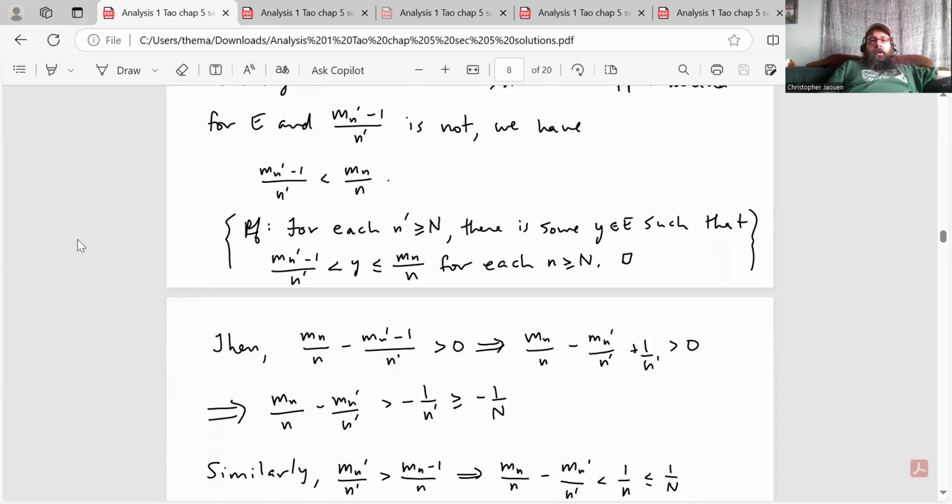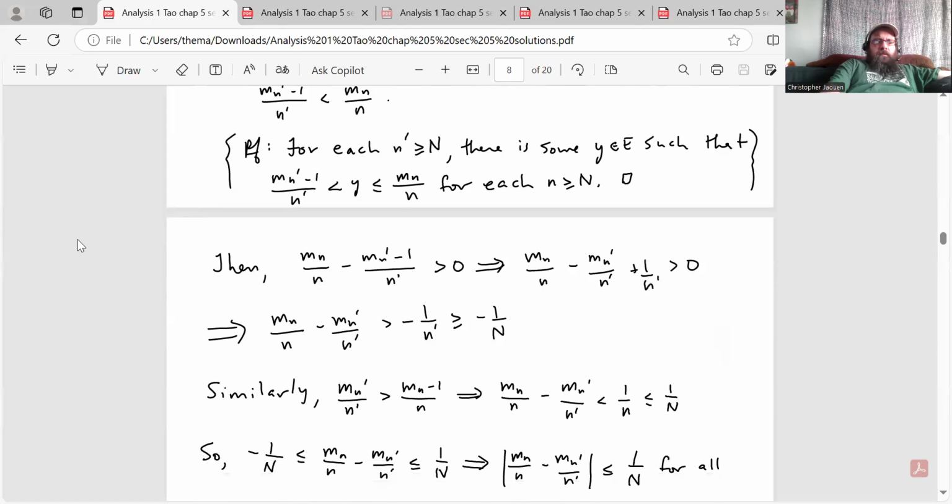For each n prime greater than or equal to capital N, there's some y in E such that m sub n prime minus 1 over n prime less than y, less than or equal to m sub n over n for each n greater than or equal to capital N. So that proves that little statement there, right? And then also, Tao doesn't show the algebra here, but I did it out in detail so that you can see where everything is coming from.